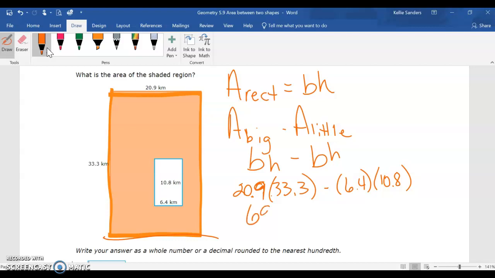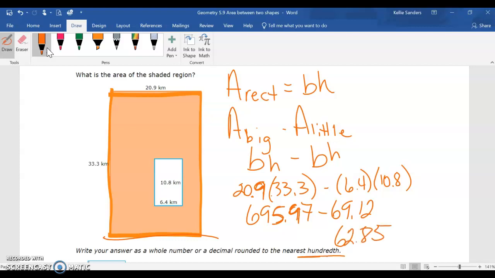I'm not going to, though. I'm going to do each part. 6.4 times 10.8, 69.12. And so we're going to do 695.97 minus 69.12 and get 626.85.